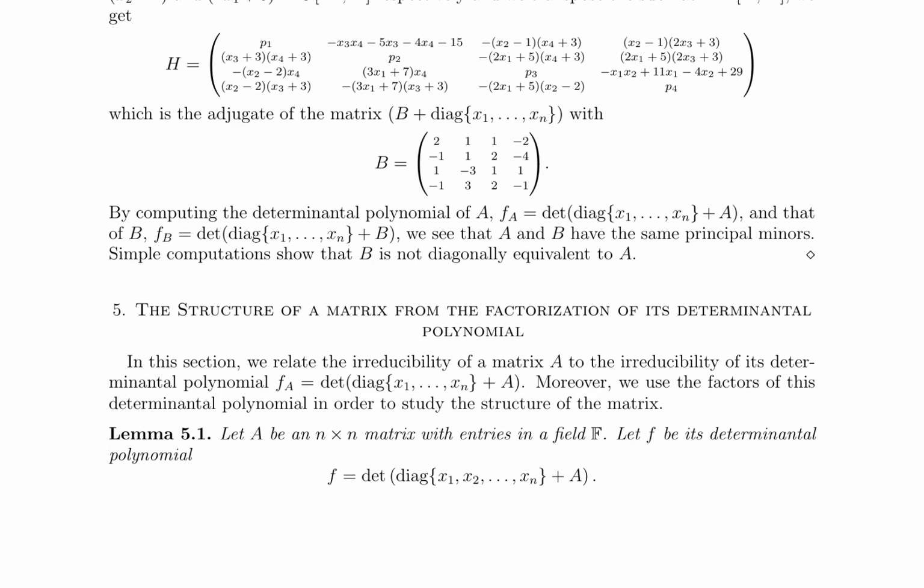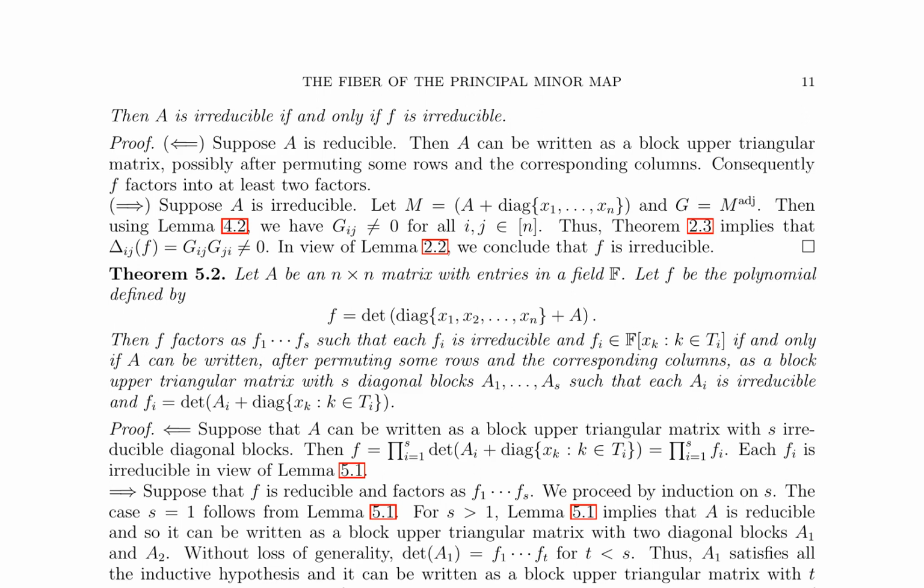A matrix's irreducibility is intimately tied to the irreducibility of its determinantal polynomial. This relationship has significant implications for understanding the properties and behavior of matrices. The relationship between the irreducibility of a matrix A and its associated polynomial f, defined as the determinant of the sum of A and a diagonal matrix with variables x1, ..., xn on the diagonal, is a pivotal concept in linear algebra. A key result, Theorem 5.2, establishes that A can be rearranged into a block upper triangular matrix with irreducible diagonal blocks if and only if f factors into irreducible polynomials.